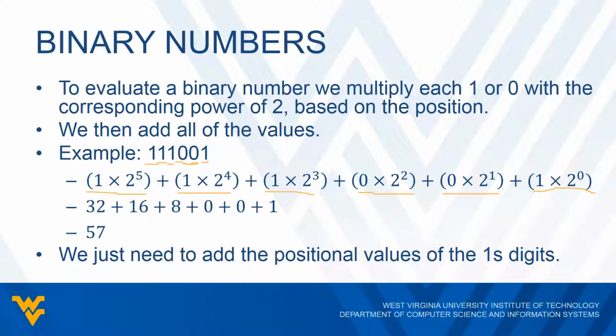So we only need to take a look at the positions that have ones, take those 2 power whatever they are, and then add them all up. So in this example, all we had to do is just take 2 power 5, 2 power 4, 2 power 3, and 2 power 0, add them all up, and that would also give us our value.